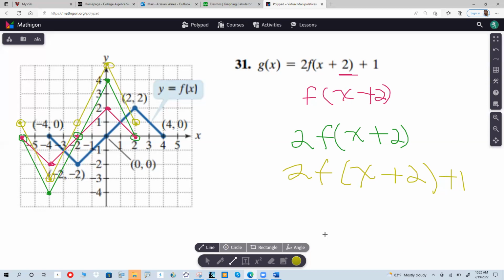So my yellow answer is my final answer after I have applied 3 distinct transformations to the blue curve. And there's no other way. You have to do it one at a time. I can do all 3 at the same time for each point, but I wouldn't suggest it if this is your first time doing it.